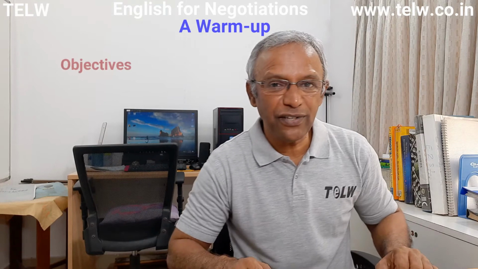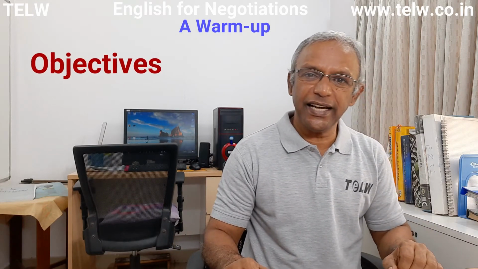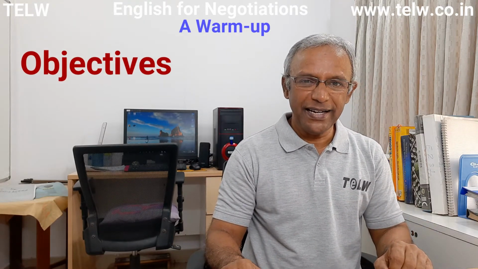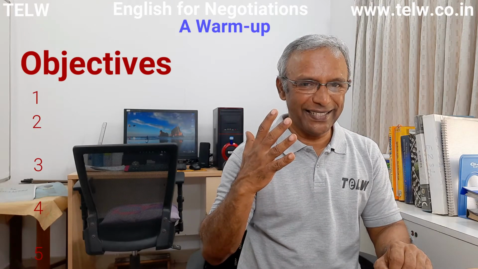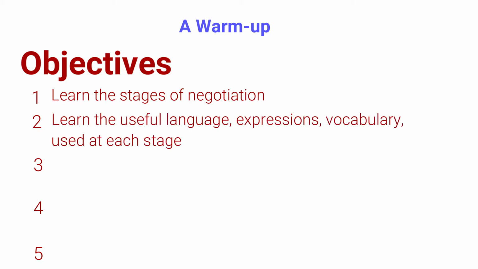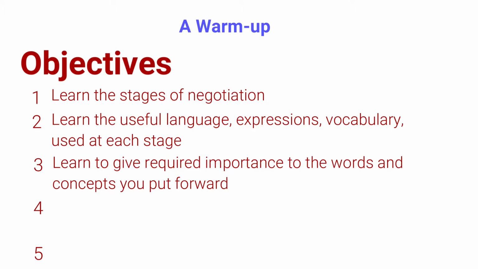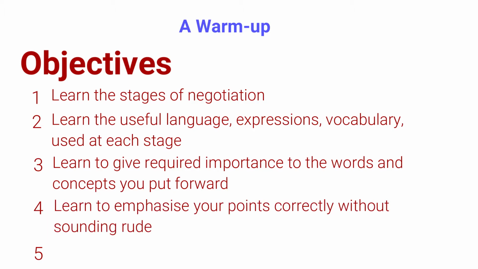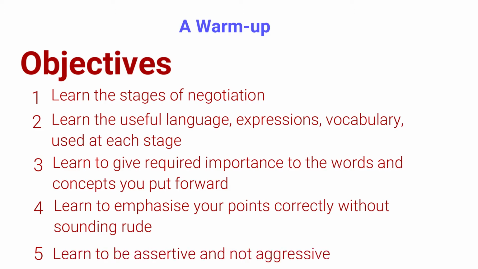So what are the objectives of this program, this English for Negotiations program? I'm going to give you 5 of them. Here they are. You learn the stages of negotiation. You learn the useful language, expressions, vocabulary used at each stage. You learn to give the required importance to the words and concepts you put forward. You learn to emphasize your points correctly without sounding rude. And you learn to be assertive and not aggressive.